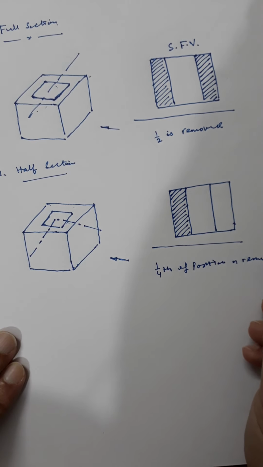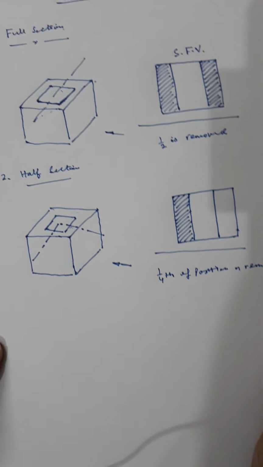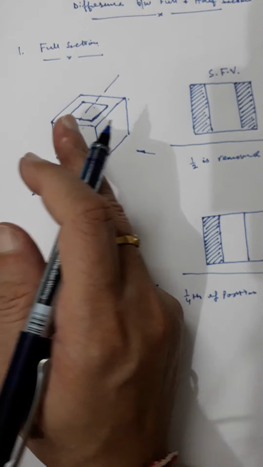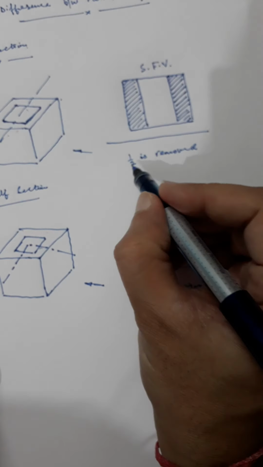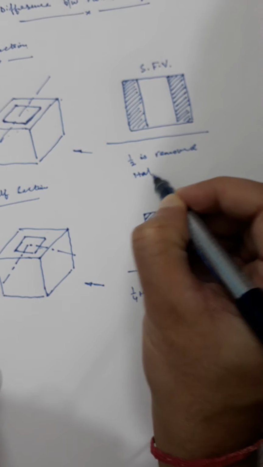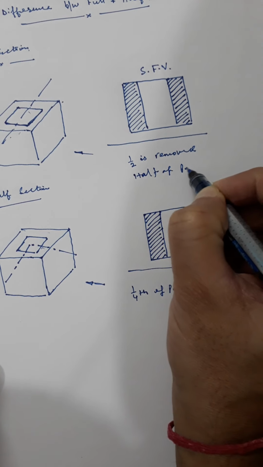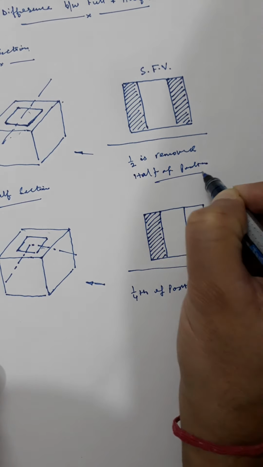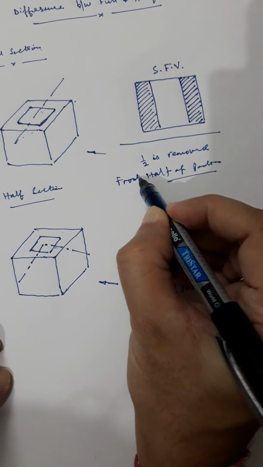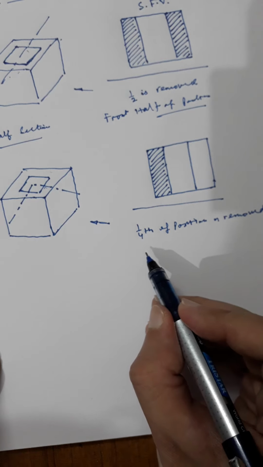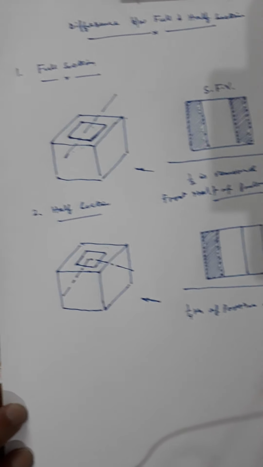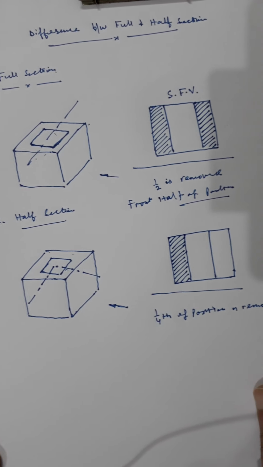Of course these two are valid for symmetrical components, and this is symmetrical about the axis. In the previous case it was full section, and half of the portion, the front half, is removed, whereas in the second case 1/4 of the portion is removed, and this is the difference. I hope you got the difference between full section and half section.